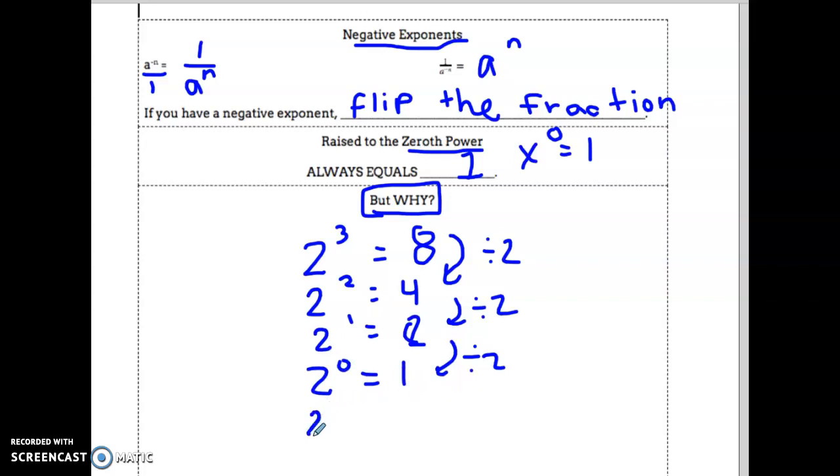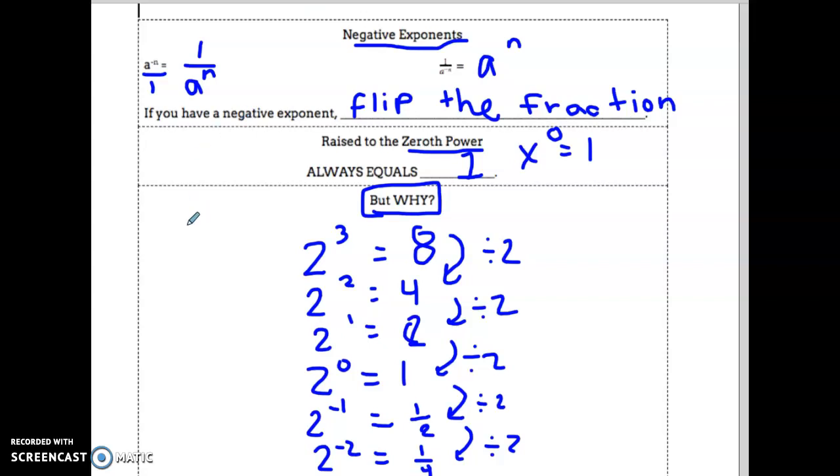And after exponent 0 would come a negative exponent, negative first power, and I would do the same thing, divided by 2, which is 1/2, 1 divided by 2. And I could go even a step further, 2 to the negative second, divided by 2 again, is 1/4.